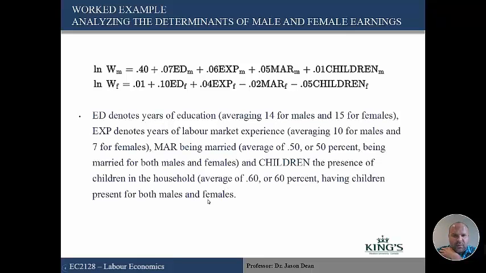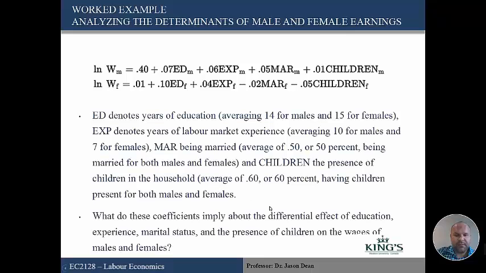in this part of the question, we're given the averages of these variables here. So for years of education, the average is 14 for males and 15 for females. For experience, it's 10 for males and 7 for females. Here's the marital status. We're going to say it's 50% for both. And number of children is going to be 60% for both males and females. So there's no difference there.